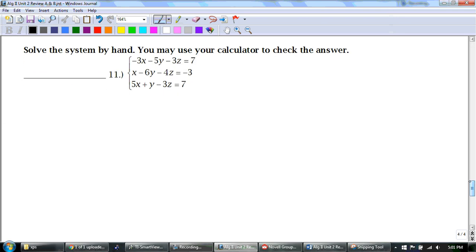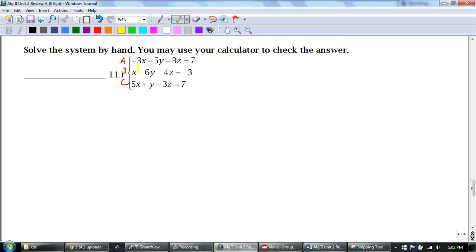Okay, solve the system by hand. You may use your calculator to check your answer. Okay, so I don't want you to just go into your calculator, go into the matrix and edit it and tell me what the answer is. Duh, we can do that. We also need to know how to practice this by hand.